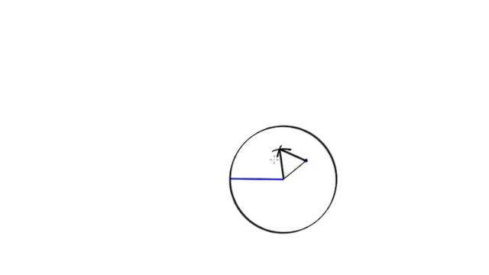Next, we're going to draw a circle with this point at the center, and a radius that's equal to our given line. And next, we're going to extend this line down to the newly drawn circle.